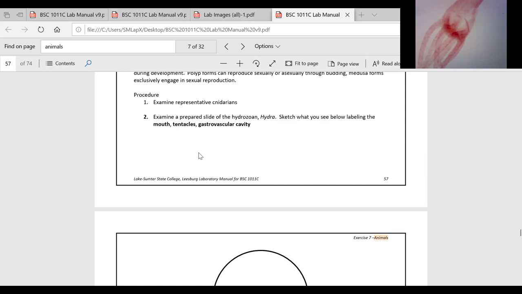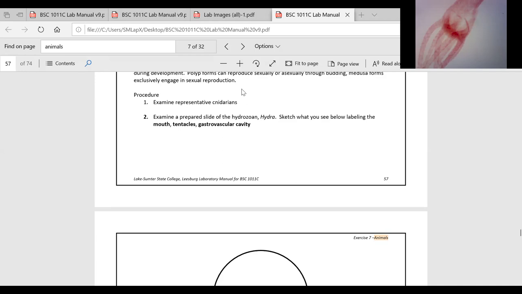Now, you may have seen hydra under a microscope when you were in high school. Many times you can find hydras in pond water. Not as common as I would like to find them, but they are there. Instead of being a protozoan, once again, they're small, but they're an animal. They're a cnidarian. Kind of neat, huh? I described everything: mouth, tentacles, gastrovascular cavity. Okay, that's hydra. Now, hydra is going to stay a polyp and remain a polyp.